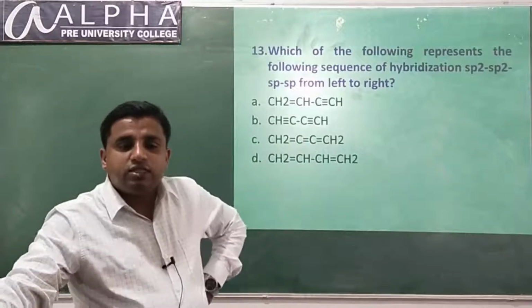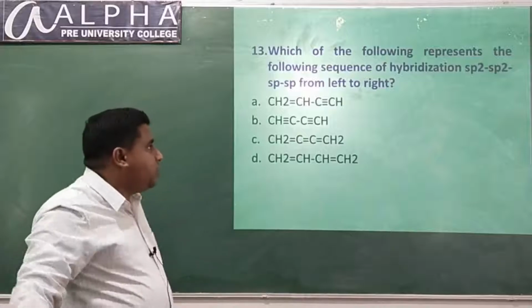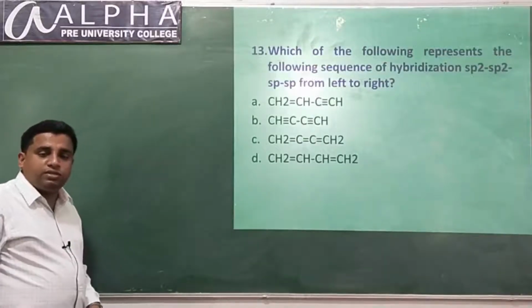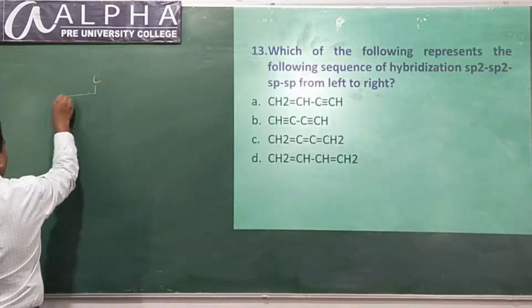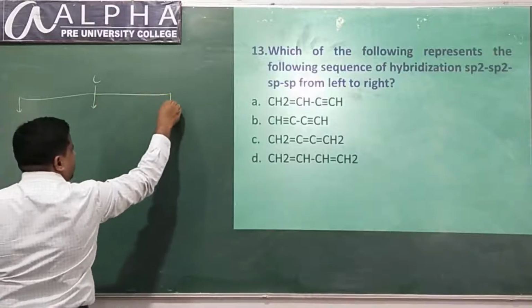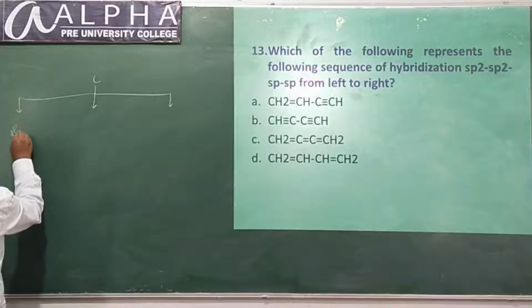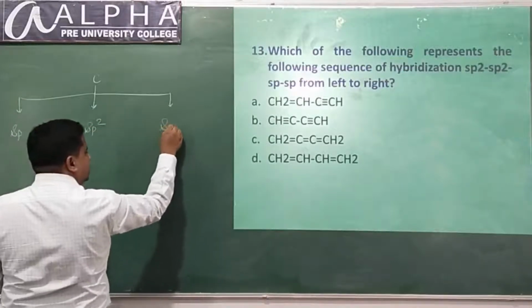Okay, we can answer this question by using the concepts of chemical bonding. You can go back to my previous videos and watch that carbon can undergo only 3 types of hybridization. What are they? They are sp, sp2 and sp3.